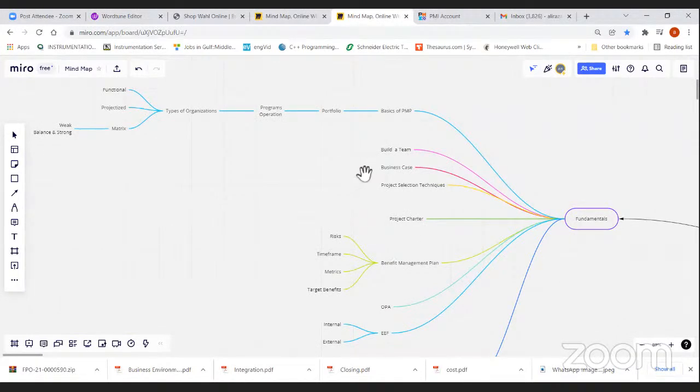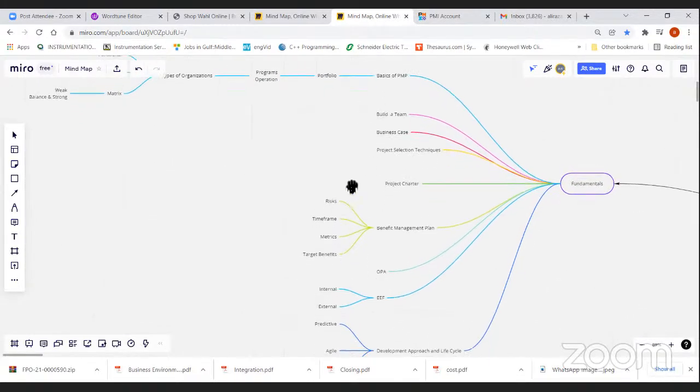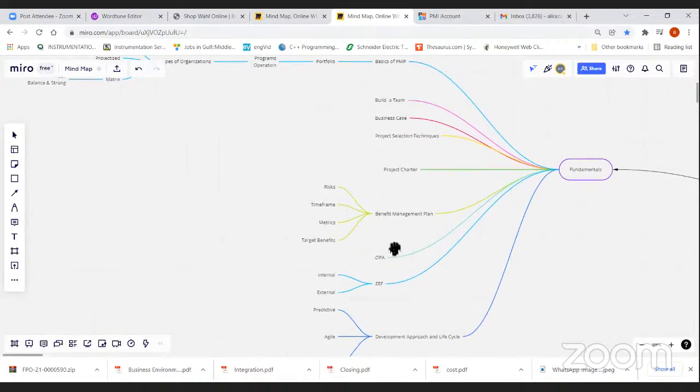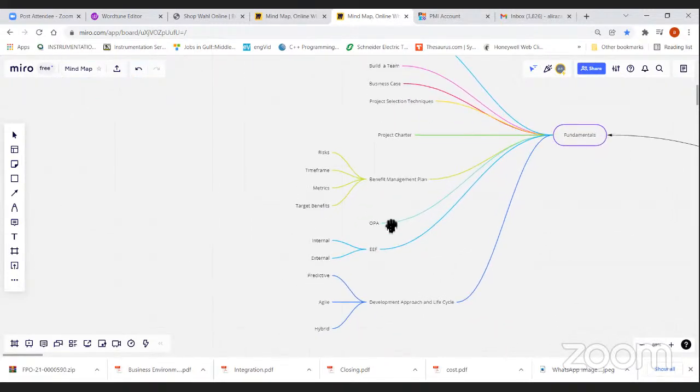Next, when the project charter is approved, then we work on the project. In the project we go for building a team. Before building a team, there is a business case. In the business case, there are different project selection techniques. Basically, in the business case, we do the benefit management plan. In the benefit management plan, we work on the risks, time frame, metrics, and target benefits. All of these things have influences in the organization. In the influences, we have the OPA, which are organization-based, like processes and techniques which come from the PMO. And then there are enterprise environmental factors, which are internal and external, related to environmental, social, and economic aspects.